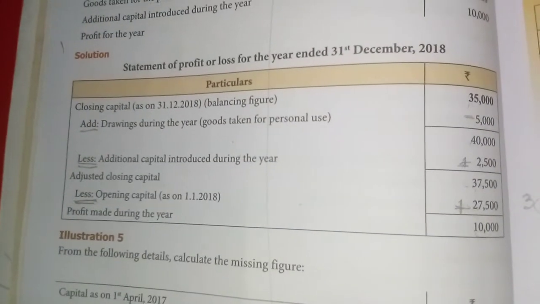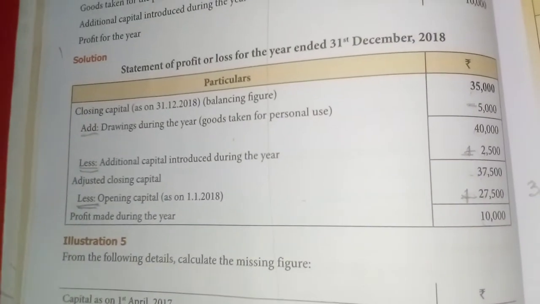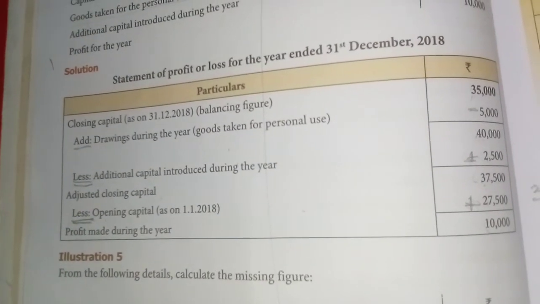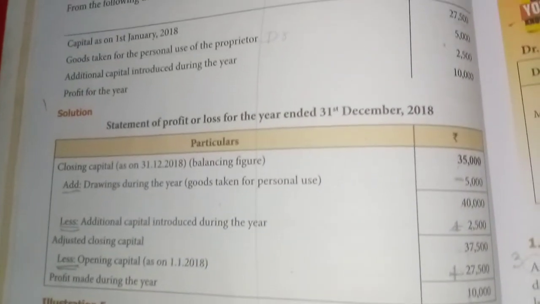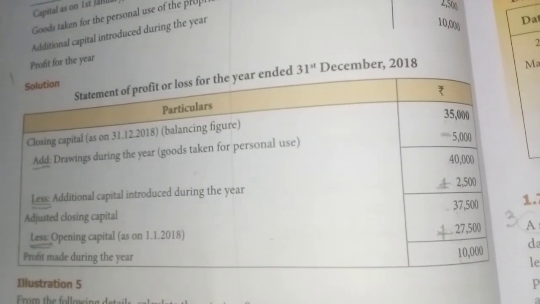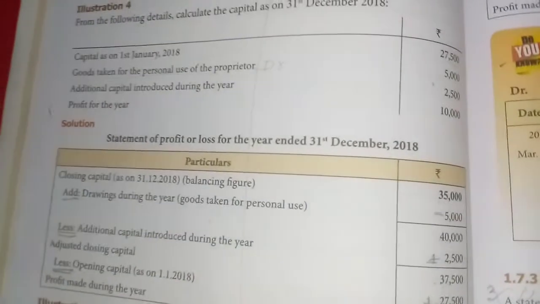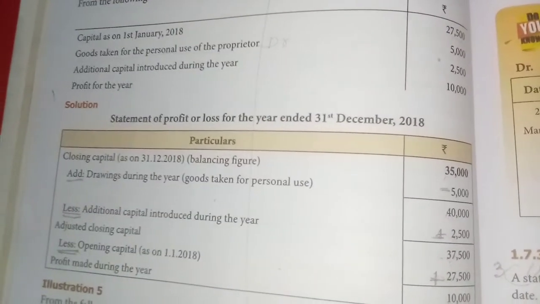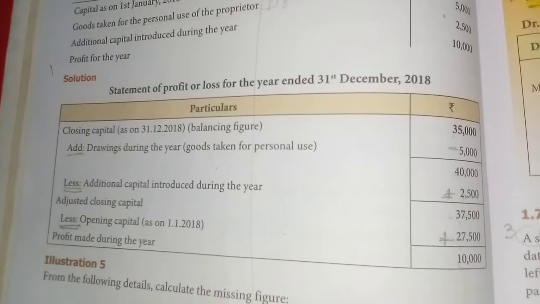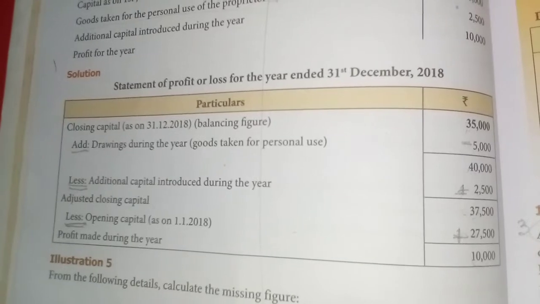The solution for that illustration. Closing capital, we have to write as it is. Closing capital, add drawings, less additional capital, then that is adjusted closing capital, less opening capital, then profit. Here we have to fill from that profit. So first write that last one, 10,000. Then less opening capital there, we have to write the opening capital 27,500. Then what we will get? Then we need to add this 10,000 and 27,500. We will get 37,500. That is adjusted closing capital.